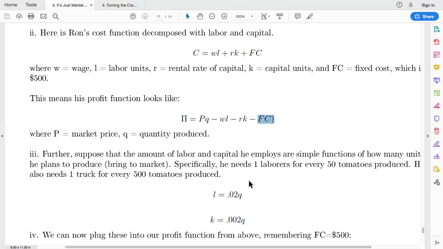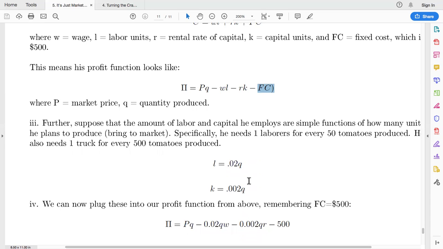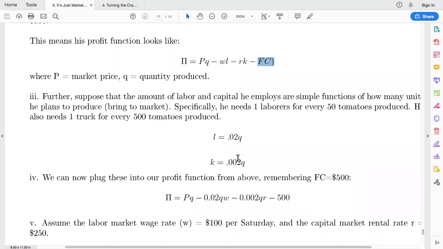Okay, so what we're going to do is give the specific cost of capital and labor. We're going to say the amount of capital and labor that we ultimately employ are going to be simple functions of the amount that we produce. What I mean by this is that how much labor I ultimately employ, the number of employees that I bring onto the farm, is equal to some function of how many tomatoes I grow, which should make a lot of sense.